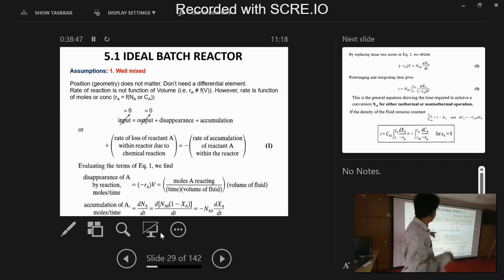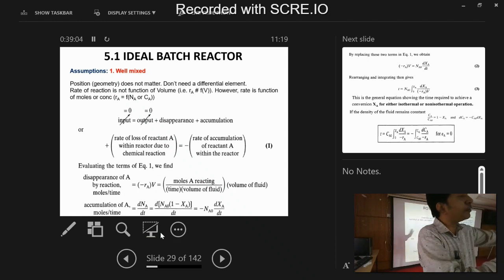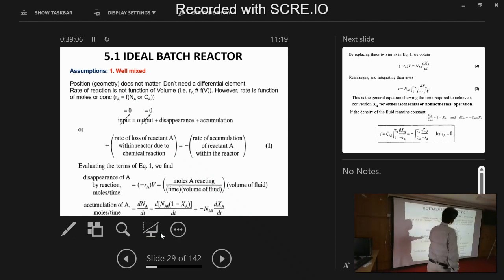So I told you the batch reactor, what is the equation? I told you what is in, what is out, what is disappearance, what is accumulation. For the batch reactor, there is no in, there is no out, because it's a closed container. Take the reactants, keep it aside. So the in and out will be zero. So we are left with only two terms: disappearance and accumulation. So disappearance is equal to minus of accumulation.